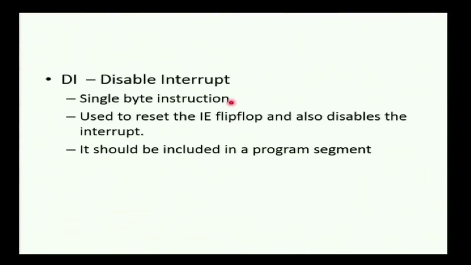The next instruction is the DI instruction. DI is disable interrupt. This is a single byte instruction which is used to reset the interrupt enable flip flop. Once the flip flop is reset, that means it is disabled. Disabled means automatically the corresponding interrupt request is also disabled. So, these 2 instructions are mostly used to enable or disable the corresponding interrupts.